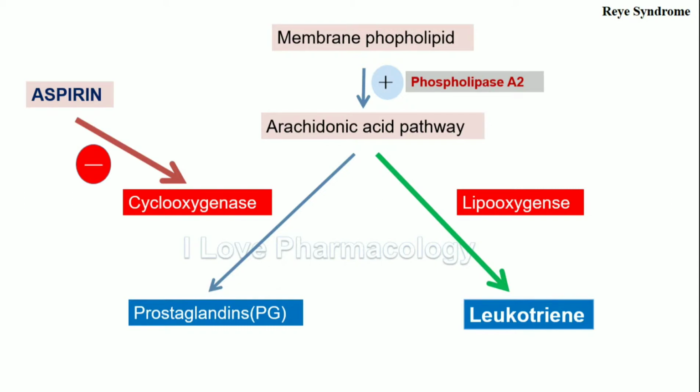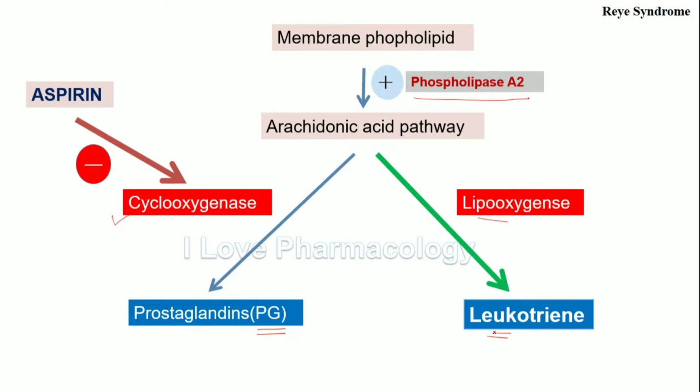Next, coming to the arachidonic acid pathway. From the membrane phospholipid, with the help of phospholipase A2, the membrane phospholipid is activated, which leads to the synthesis of arachidonic acid. From arachidonic acid there are two pathways. One is responsible for the development of prostaglandins with the help of cyclooxygenase. The other is the lipoxygenase pathway, which is responsible for the synthesis of leukotrienes.